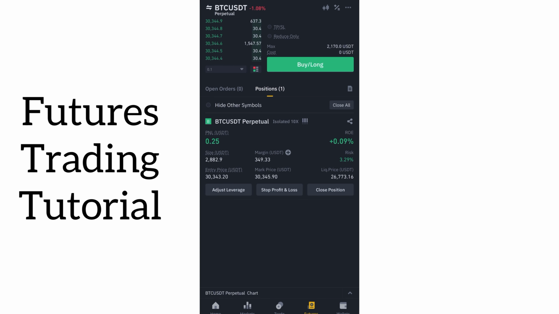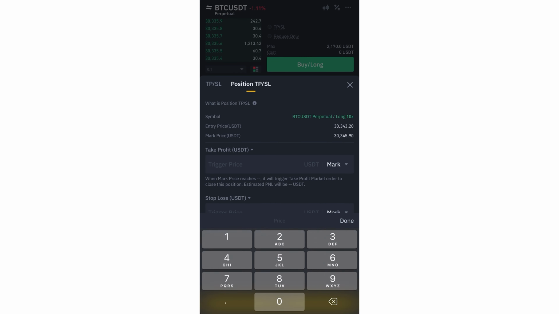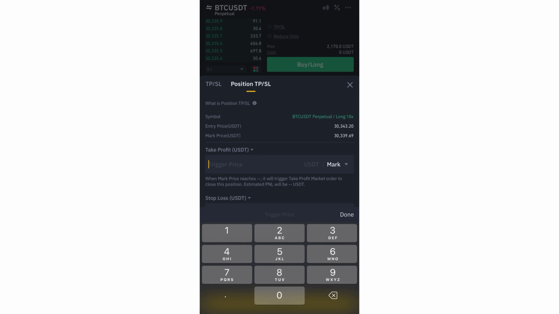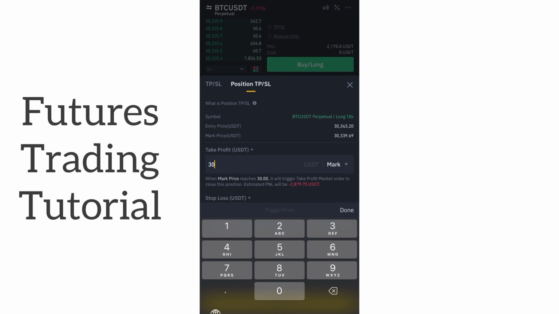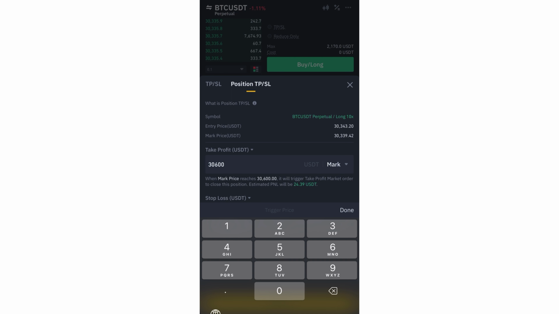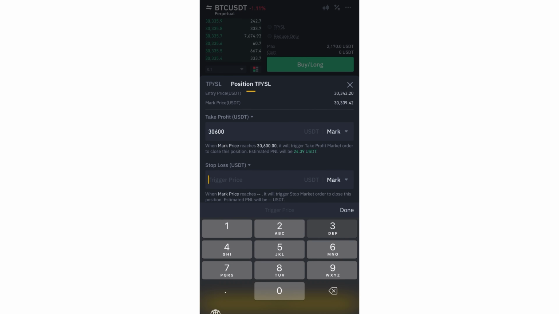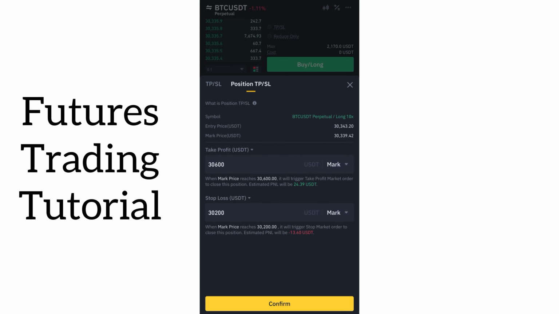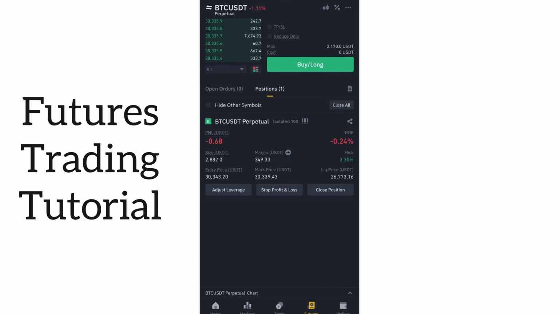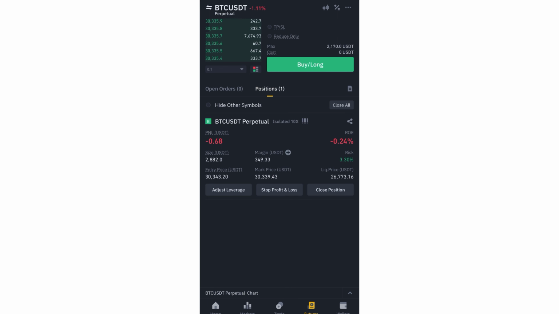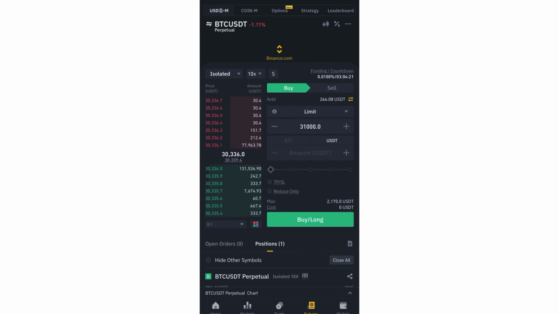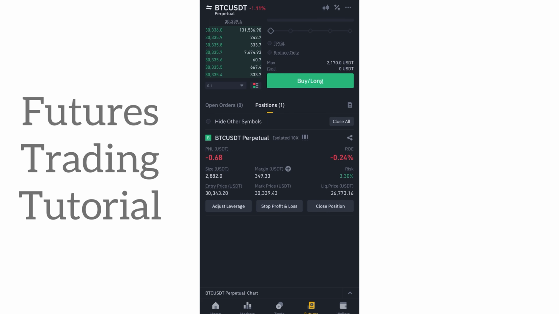Now you can set your take profit and stop loss here. Just click on position, take profit and stop loss. So let's say you want to take profit at 30,006. It's going to show you how much you will have made, and maybe your stop loss is 30,002. It's going to tell you how much you will have lost on this trade. So you can just click on confirm, and you can see that is done right here. So that is how to trade.